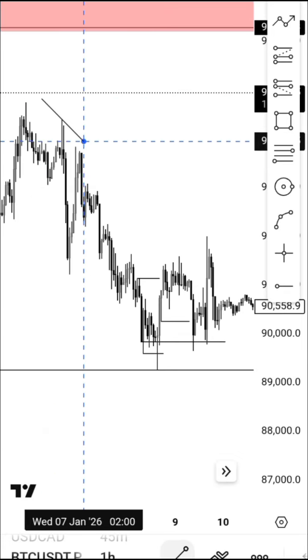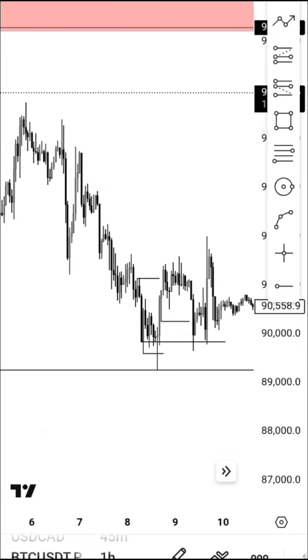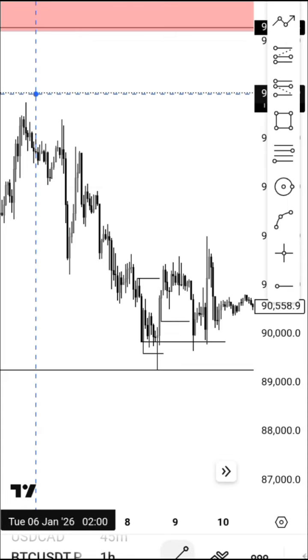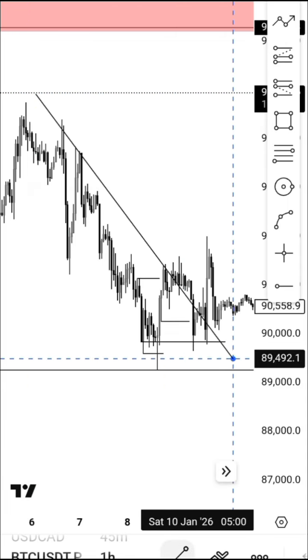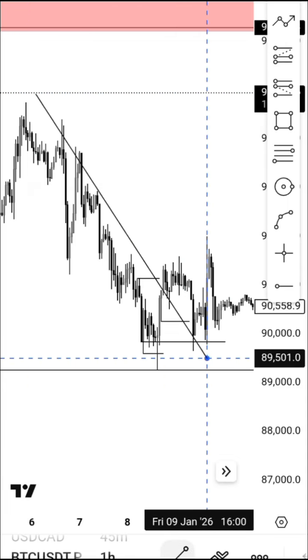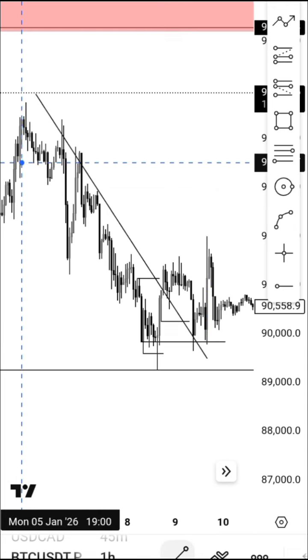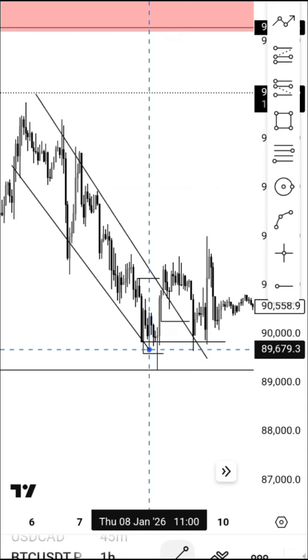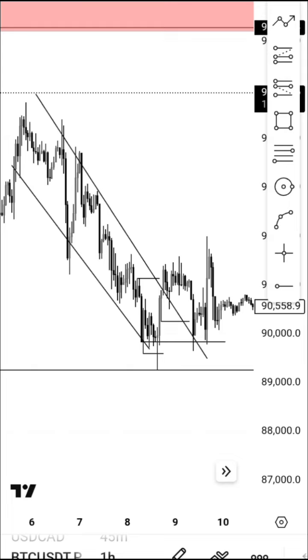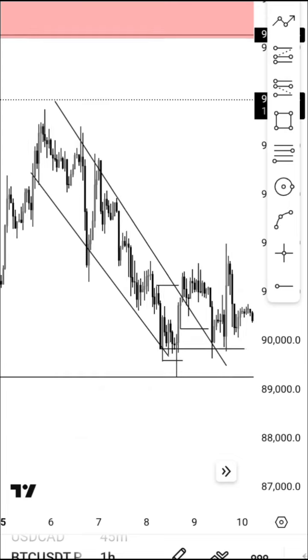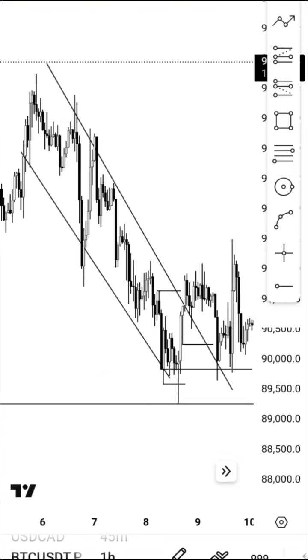Also on this 1 hour time frame, price has broken out of this trend line liquidity. You can see the trend line here, and price broke out of this trend line. Here is the trend line liquidity. And what happened? Anytime price breaks out of trend line liquidity, it's going to come back to retest it and take out all the liquidity above the trend line.